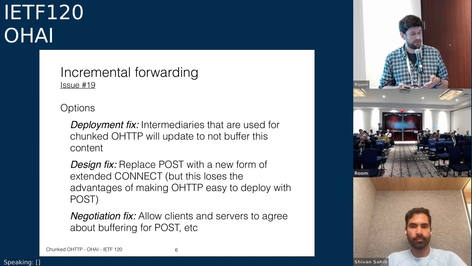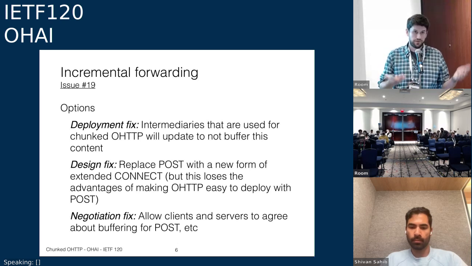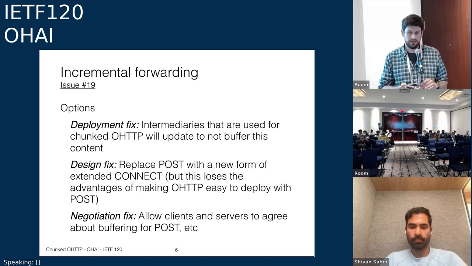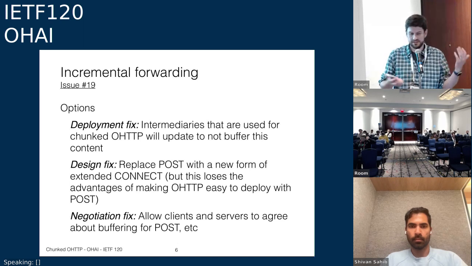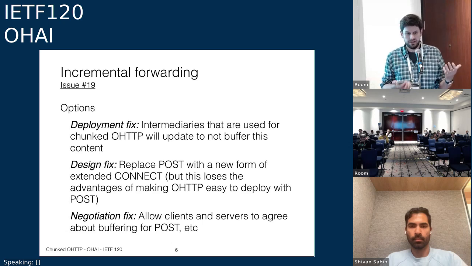And then the third option, which was more recently suggested, was to just have a negotiation fix where the clients and servers can agree about what they're doing for buffering in POSTs. So this is just saying, hey, I'm doing a POST and I would like you to not buffer this, and actually be explicit about it, and not just rely on the fact that this is chunked OHTTP and hope that the intermediary knows that that means they should not be buffering.